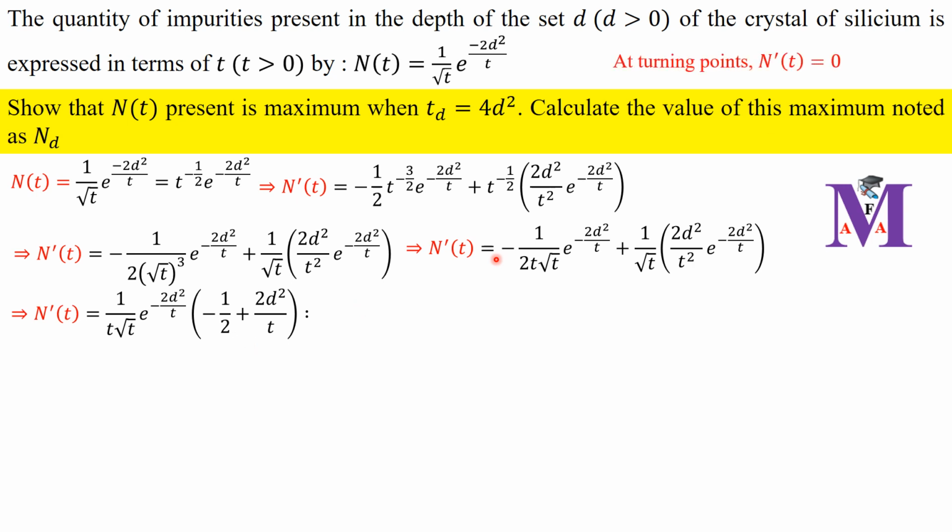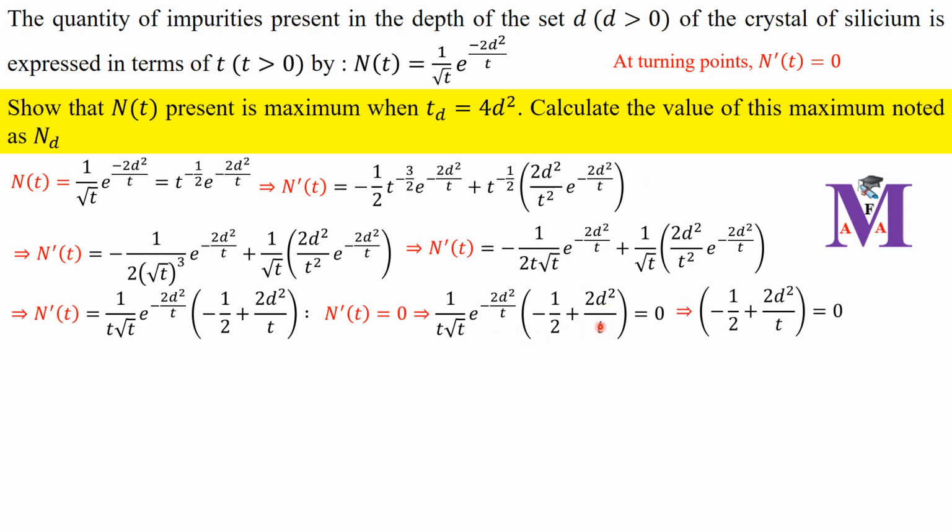Now at the turning points, our n prime of t is equal to 0. So n prime of t equal to 0 means that this is equal to 0. So that equal to 0, we divide both sides of the equation by this term here. We are just going to get negative half plus 2d squared on t equal to 0. So with that, we can add this on both sides of the equation. We get 2d squared on t to be equal to half. It means t is equal to 4d squared.